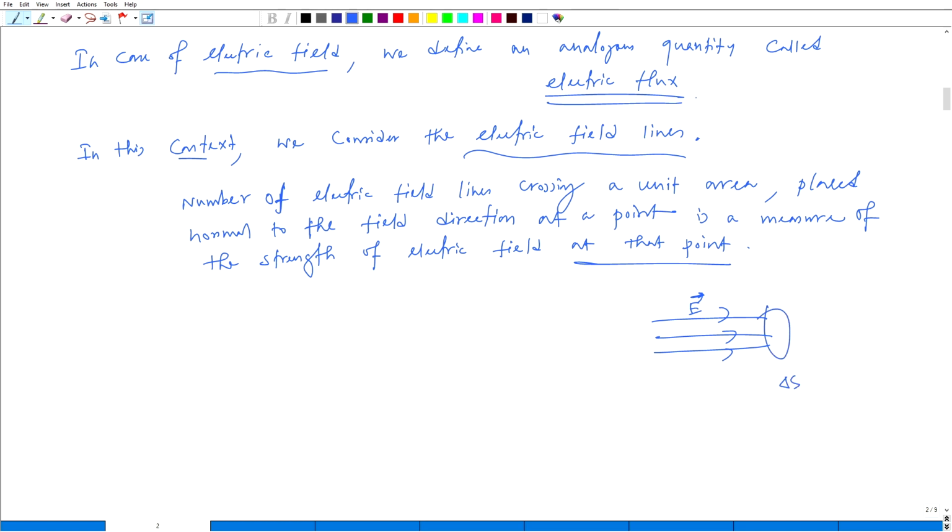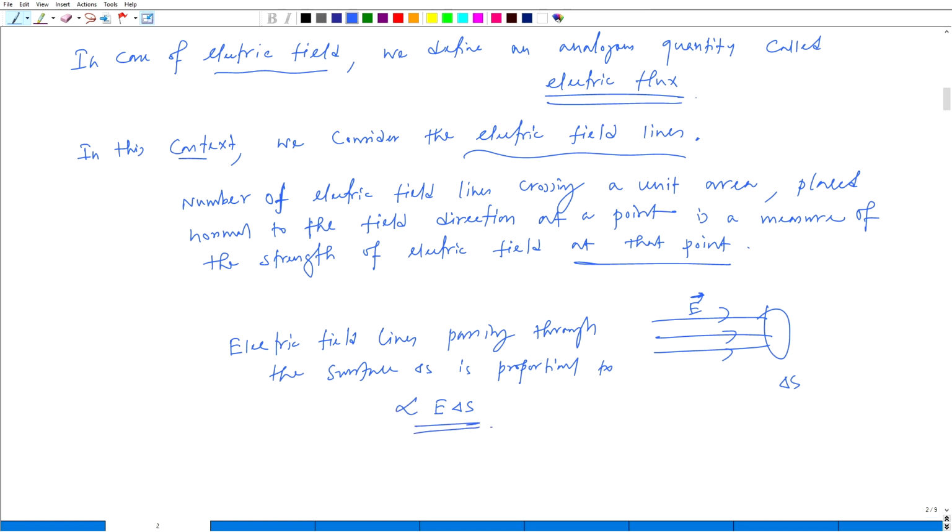So the electric field lines passing through the surface delta S is proportional to E delta S. I mean the strength of the electric field at that point where the surface is present, times the area of the surface A, so it is proportional to E delta S.